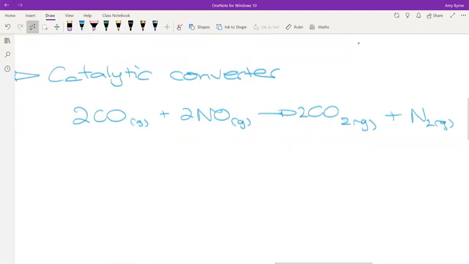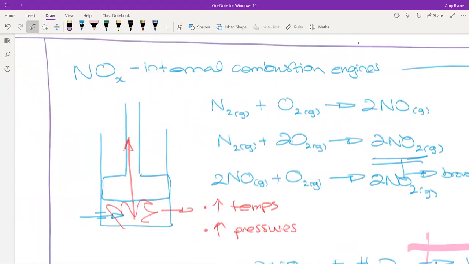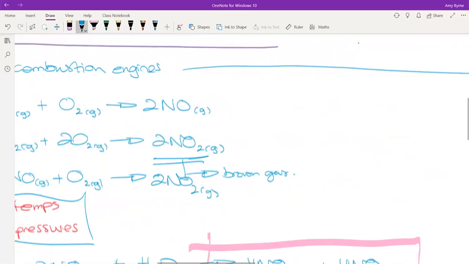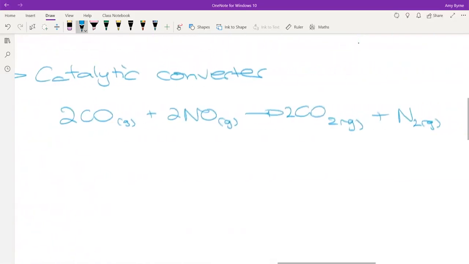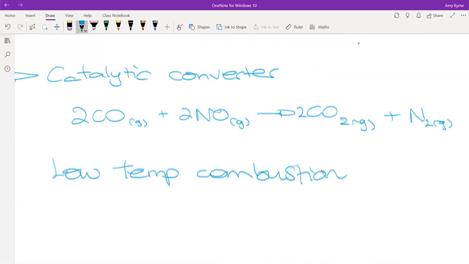The other thing we can do, as I said, one of the things that causes this in the first place is that we are dealing with high temperatures and pressures. So what if, instead of running an engine at higher temperature, what if we could have low temperature combustion? If we decrease that temperature, that reaction is less likely to happen.